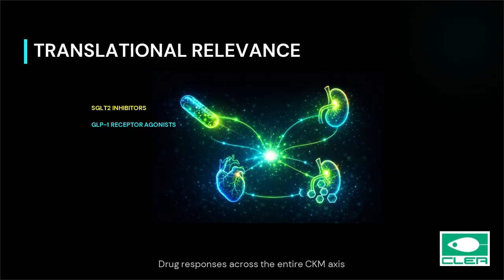And importantly, this translates into pharmacology. Agents like SGLT2 inhibitors and GLP-1 receptor agonists show effects across multiple aspects of the model, including glycemic control, renal pathology, and even cardiac function. So rather than isolated endpoints, you start to see drug responses across the entire CKM axis in a way that is consistent with what we see clinically.